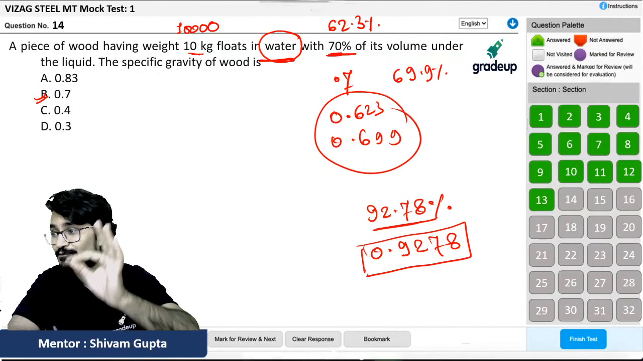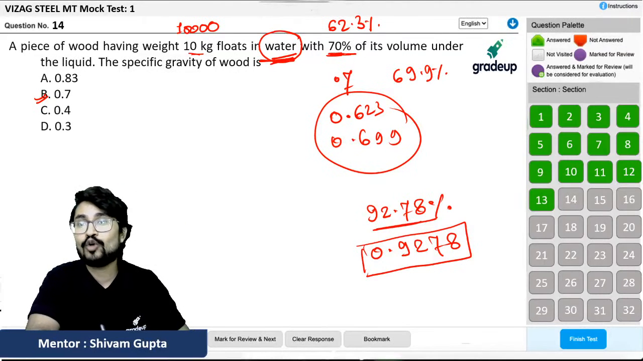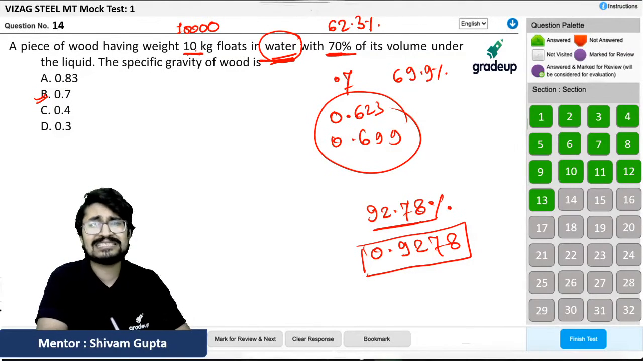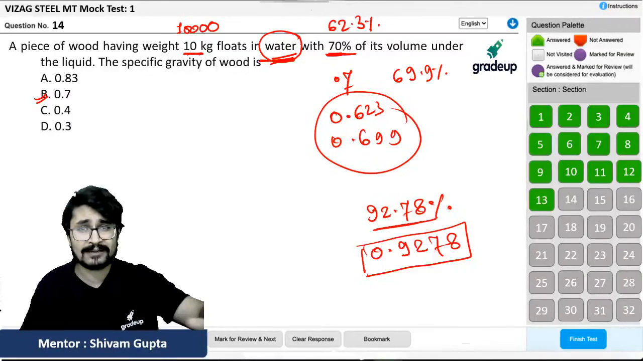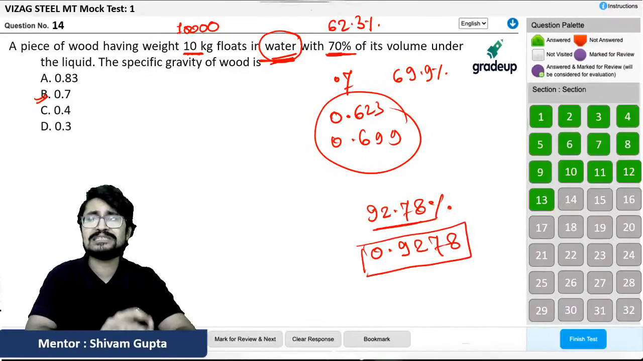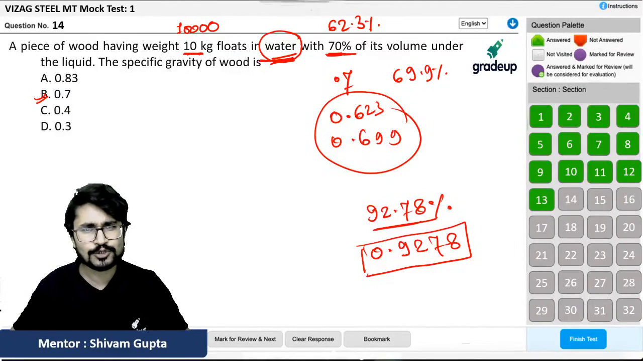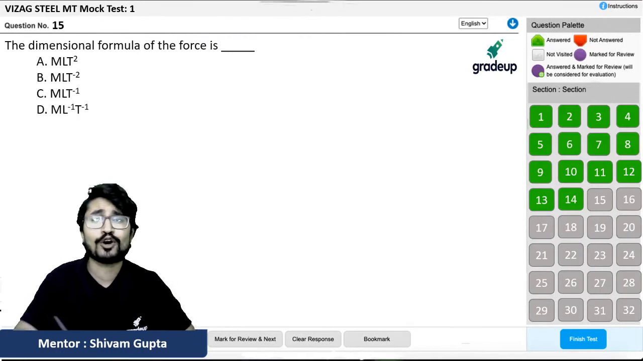You just have to see that it is water and how much percentage is given. Don't look at the number like 10 kg; it can be 100, it can be 1000, it can be a lakh, it can be anything. Just forget it. If water is given, just see the percentage. Very simple. Now coming to the next question on your screen: the dimensional formula of force.